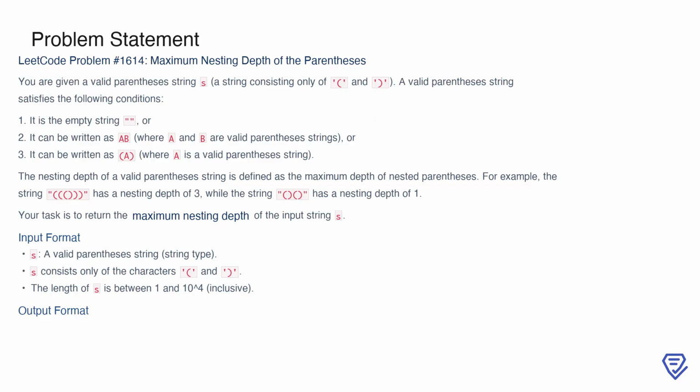The main objective is to determine the nesting depth of the string, which is defined as the maximum number of open parentheses that are nested within each other. For instance, the string has a maximum nesting depth of 3, as the parentheses are nested 3 levels deep, while the string has a depth of only 1 since no parentheses are nested inside others. Ultimately, the goal is to return the maximum nesting depth for the input string S.